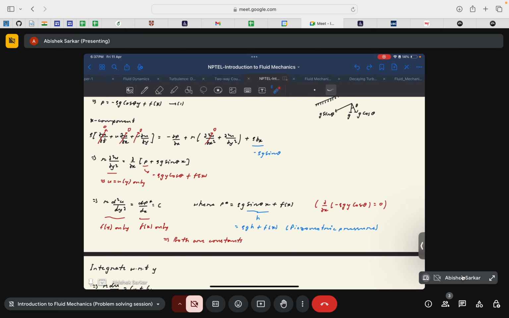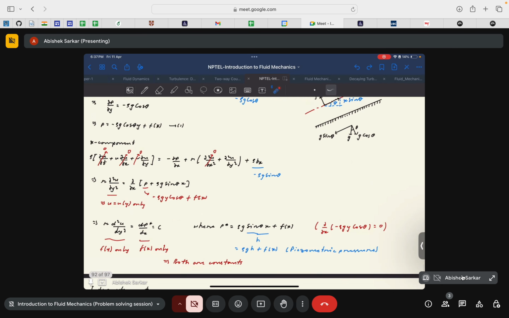Why? Because, let me go back here. So from the fully developed assumption we get that dou u by dou x is equal to 0 and u is a function of x and y. So if this is the case, then u should be only a function of y.